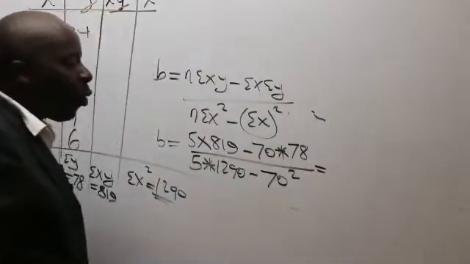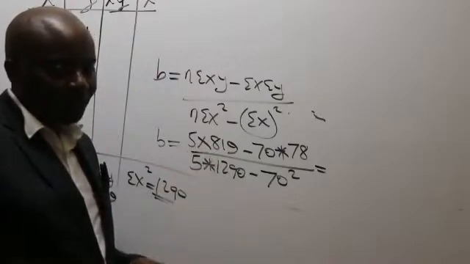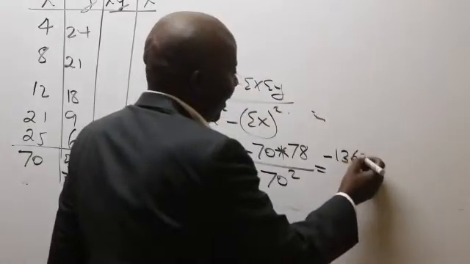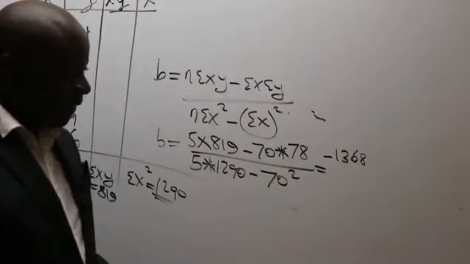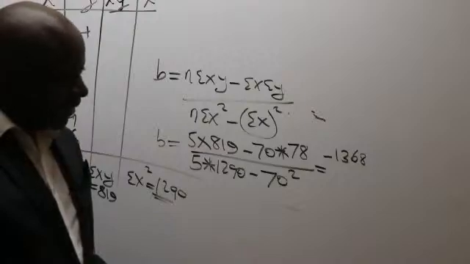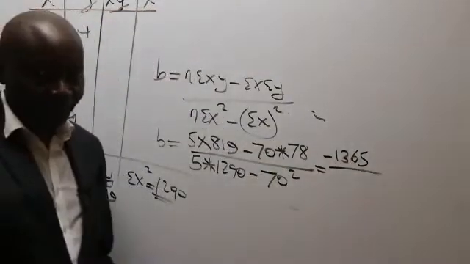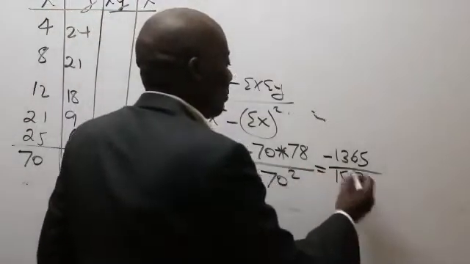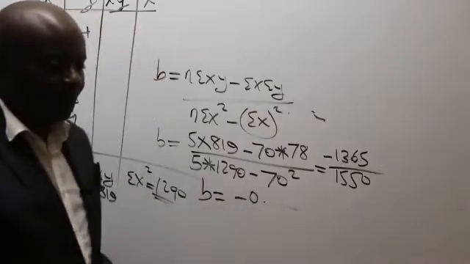So here you have to move a little bit slow and get the numerator kando. Numerator kando, mlipata ngapi numerator? Somebody numerator? Negative 13, 68. Can someone else confirm that figure? Negative 13, 65. Mary, ulipoteza tatu hapo, 65. All over the denominator? 1550. So to 4 decimal places, what do we have as the value of b? Negative 0.8806.